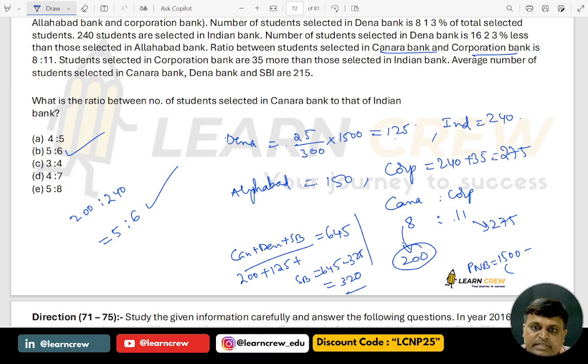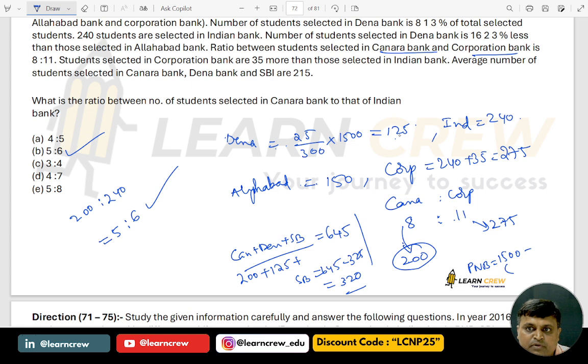So it is 320 plus 200, 520, 520 plus 275 would be 795. 795 plus 125 is 920. 920 plus 240 is 1160. So if I subtract 1160, how much am I going to get? I think I am wrong.